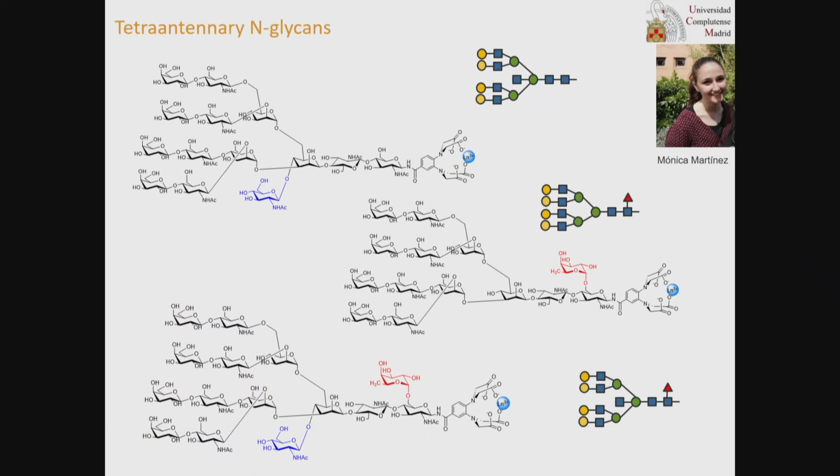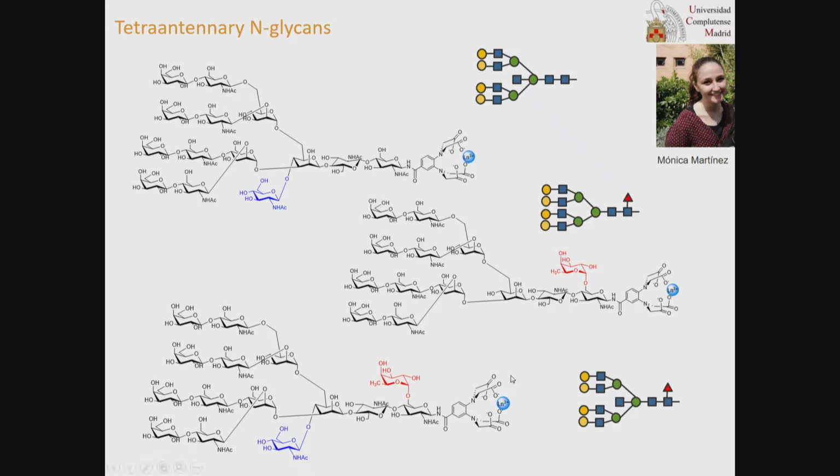Then what next? This is what we are doing now. This is the thesis project of Monica Martinez, who is also working with me, and the idea is that now that we have set up the method for these tetraantennary structures, we are going to study in a systematic way the different modifications that we have in the proteins to try to understand what they are doing in the structures.